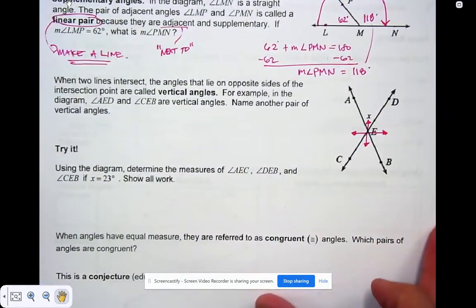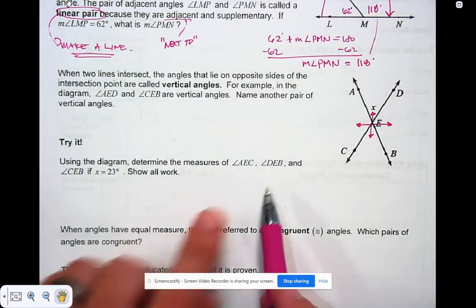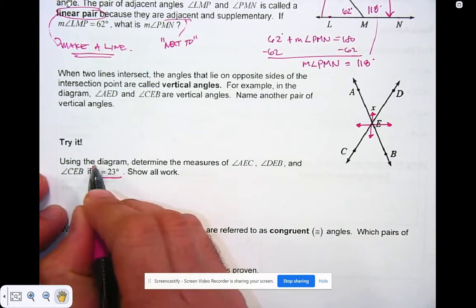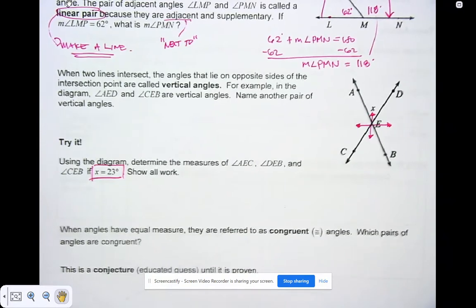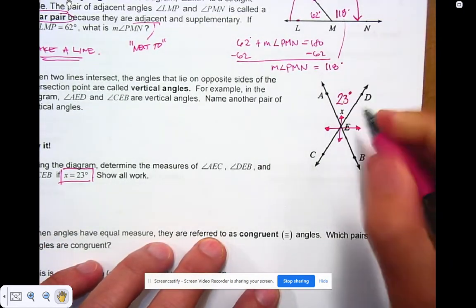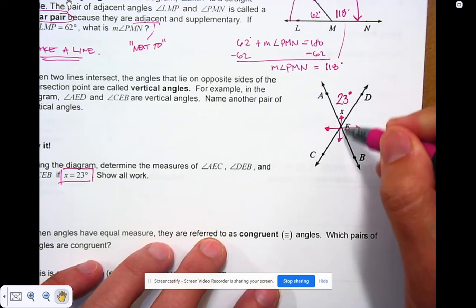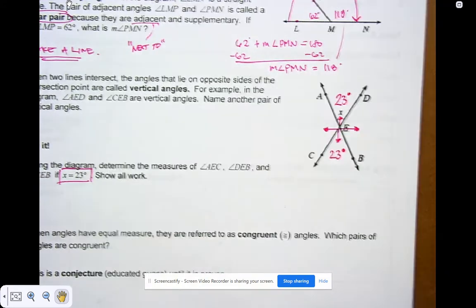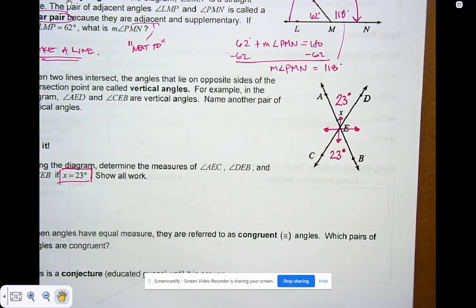It's really that easy. And so if they tell you something, okay, use the diagram, determine the measures of AEC, DEB, and CEB, and that if X is equal to 23 degrees. So this is how easy this is. If this is 23 degrees, the vertical angle, the one straight across, right below in this case, is exactly the same. That's what vertical angles tells you.